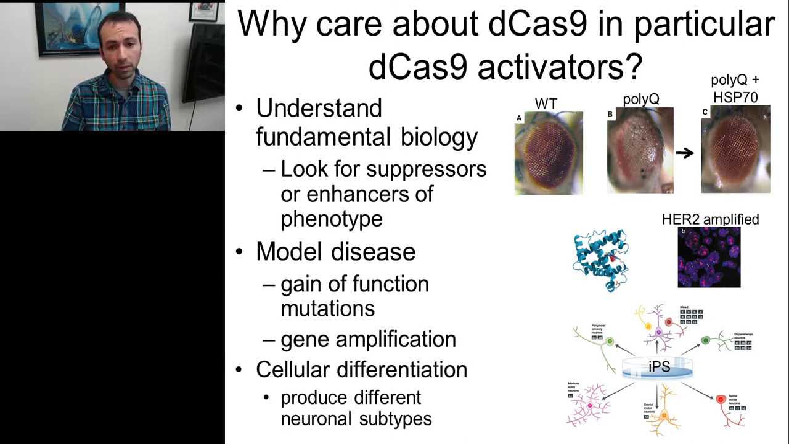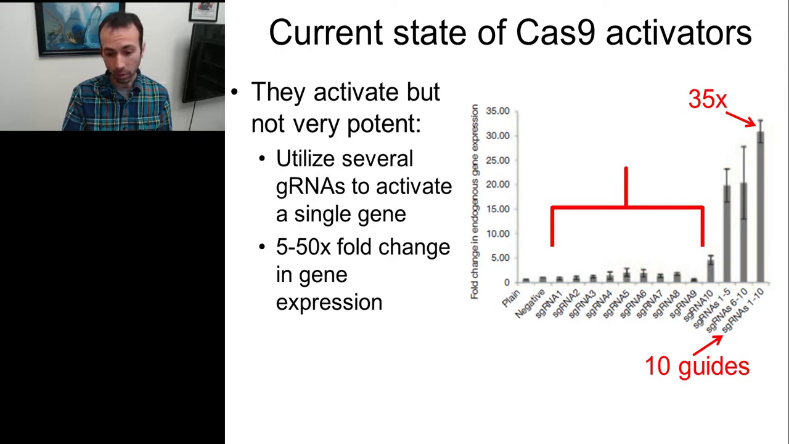So when we started this project, what was the current state of Cas9 activators? Well, they were able to activate, but they weren't very potent. And so here I'm showing you 10 different guide RNAs, each against the same gene.